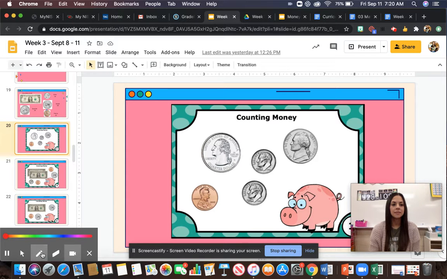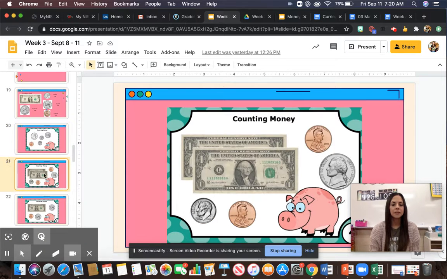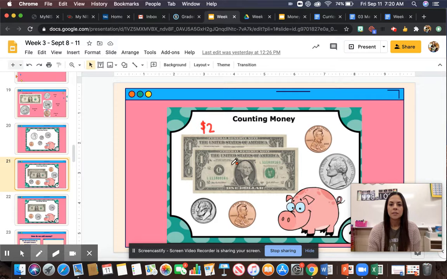Now we're going to count some money that involves dollar bills. I know I have $2 here, so I'm just going to label it $2 and write my money sign. $2. Now I'm going to start with my biggest coin value and work my way down. So this is 10 cents, and right now I'm going to label it differently. I'm going to write 10 cents. Here's my nickel, 5 cents, 1 cent, 1 cent.